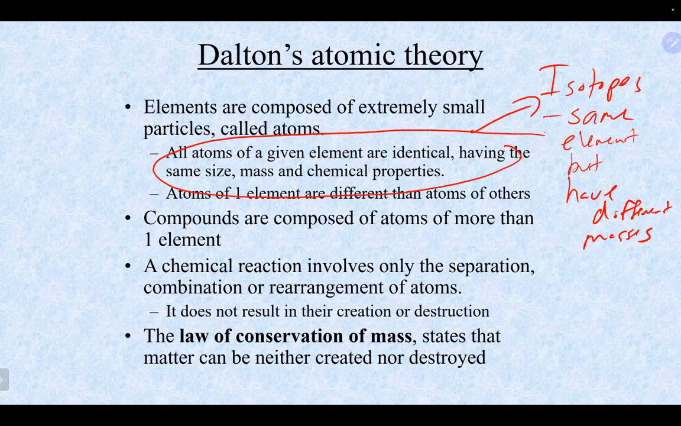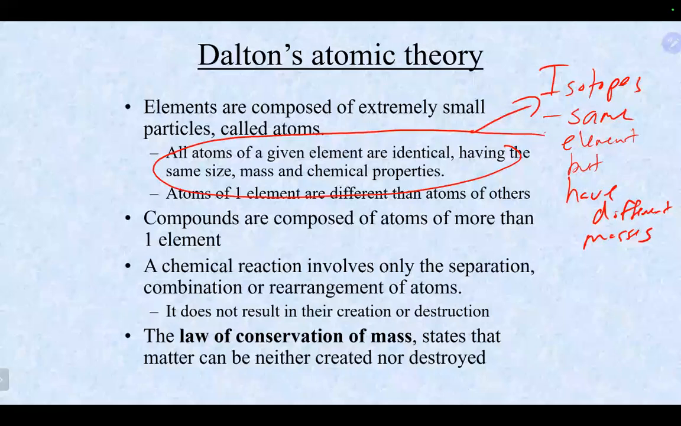So because they have different numbers of neutrons, that also means that those atoms are no longer perfectly identical to each other. He did say that atoms of one element are different than atoms of another, so that is correct. So copper and iron are different. Compounds are composed of atoms of more than one element. So as we've been talking about, that is all good.